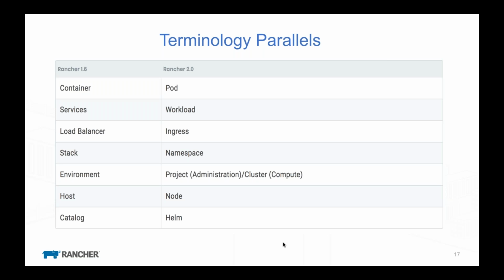The other two terms that I have just jotted down: a Rancher 1.6 host is nothing but a node in 2.0. And the catalog, in which all our templates of Docker Compose and Rancher Compose files are stored and you can launch applications from, has Helm as its analogous term in Rancher 2.0, where Helm charts are stored.